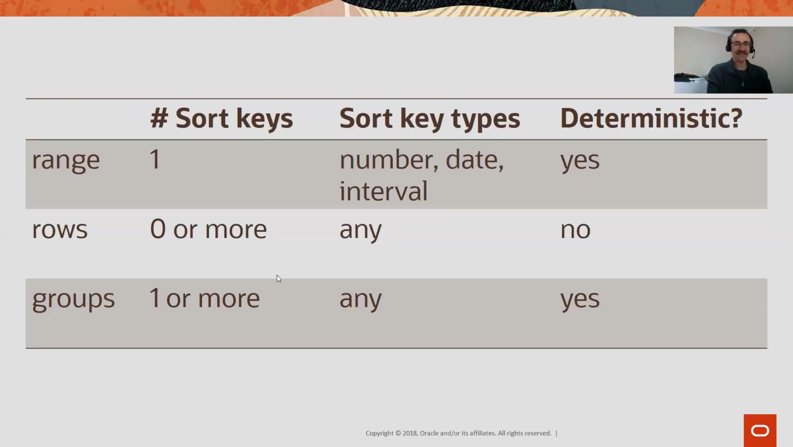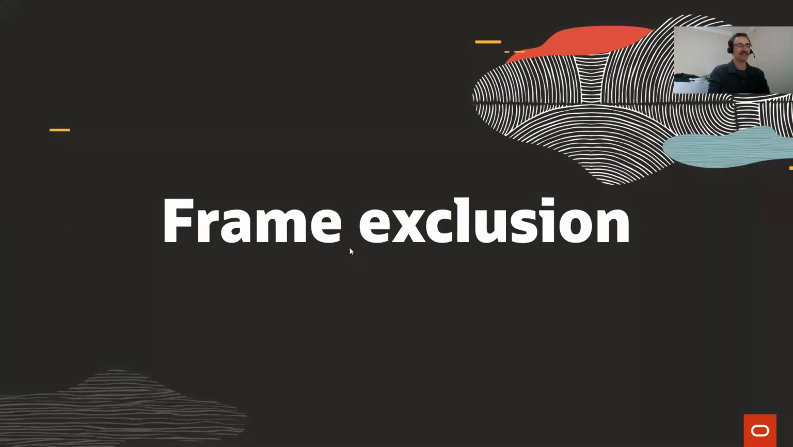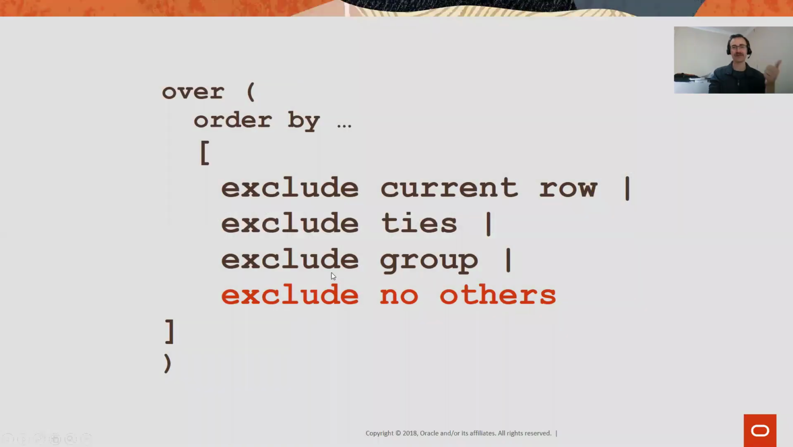Okay. Another thing we can do with this is frame exclusion, to exclude particular rows. There are various options here again. We can exclude the current row, ties, group, or no others. This is another new clause which will appear after the end of your window. Exclude no others is the default. That's the behavior you have today.